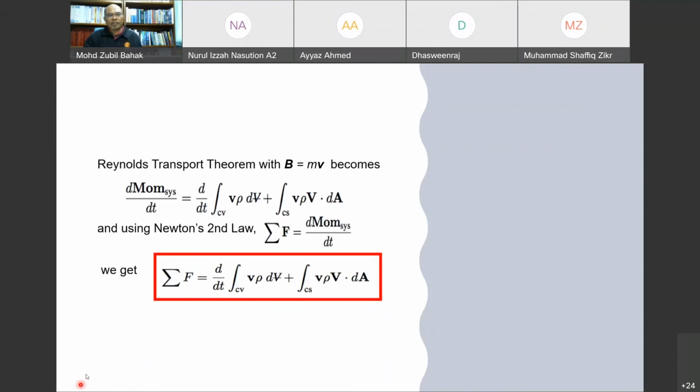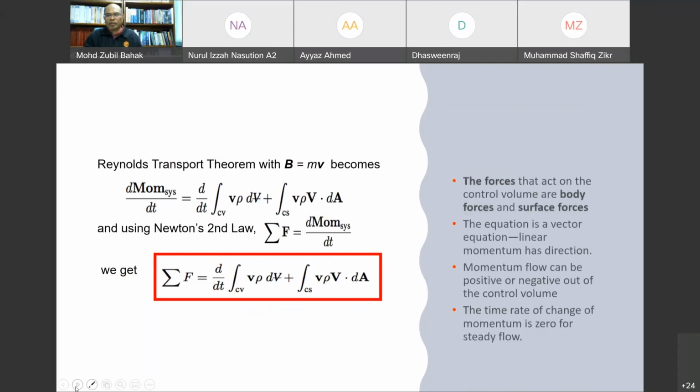Okay, so in the Reynolds transport theorem, B equal to mV becomes the momentum over the whole system here. Using Newton's second law, we said this d mV over dt for the whole system is equal to the summation of the whole force acting on that system. So we change the equation from the control volume equation into our new equation here. We call it the momentum equation.